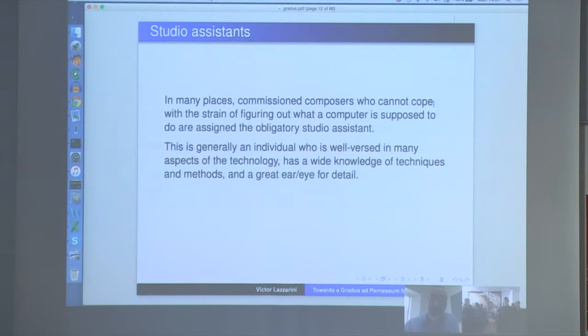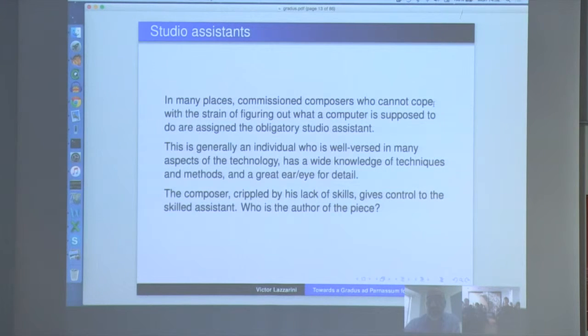The studio assistant is generally an individual who's well versed in many aspects of technology and has a wide knowledge of techniques and methods, and especially has a great ear and eye for detail, and knows absolutely everything about the workings of the technology, the computers and music and so on. The composer, on the other hand, is crippled by his lack of skills, and he gives control to the skilled assistant. In this case, we often wonder, who is the author of the piece?